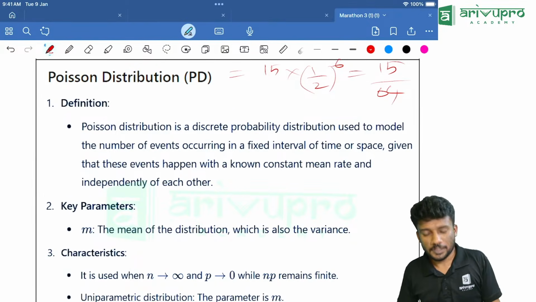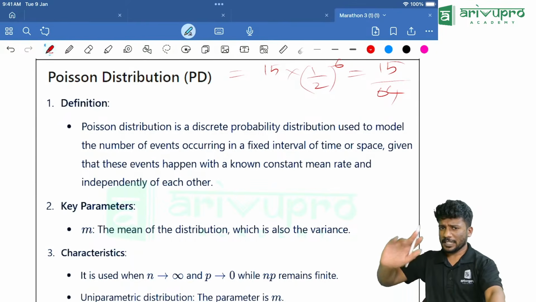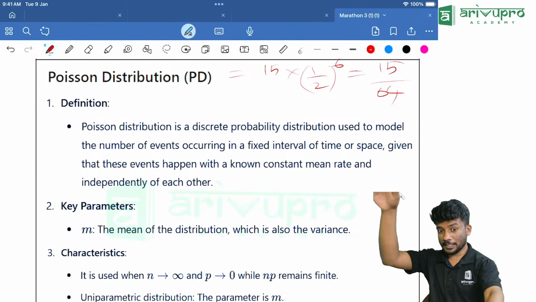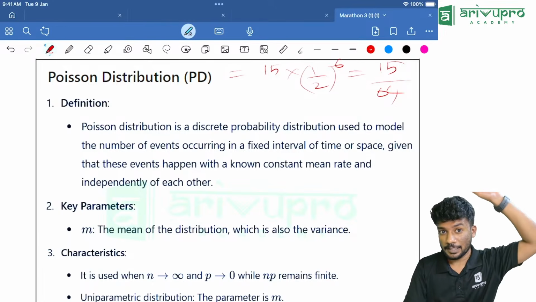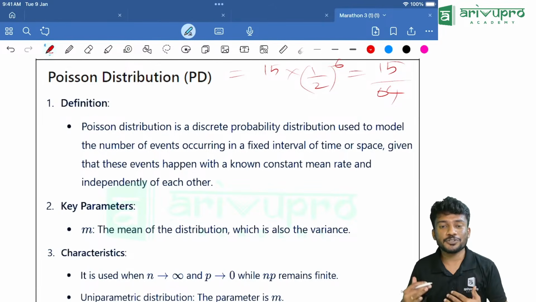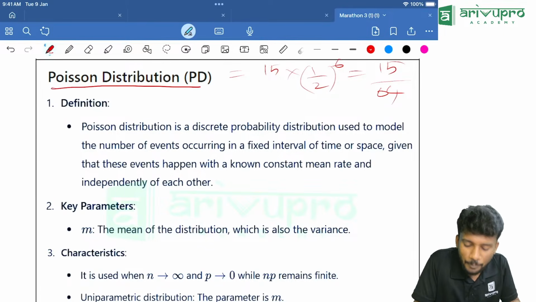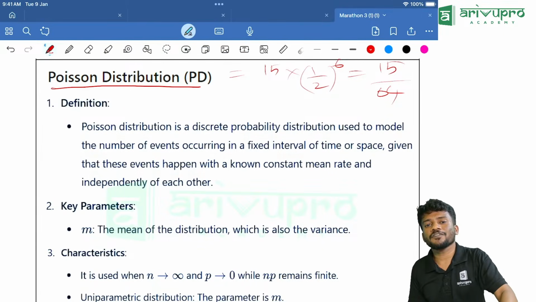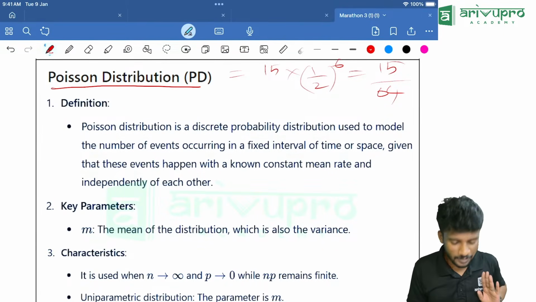Poisson distribution, people. It is a type of what type of probability distribution? We were initially told there is discrete distribution. Under that we are learning binomial and Poisson. The second one is the Poisson distribution. It is a type of discrete probability distribution.